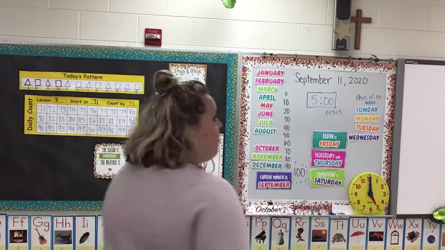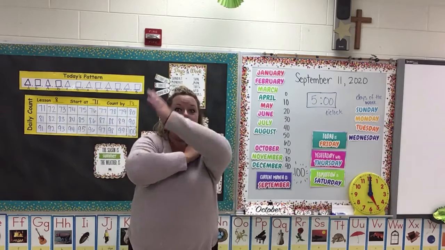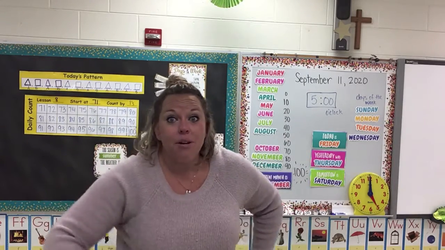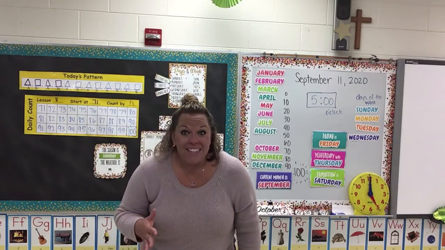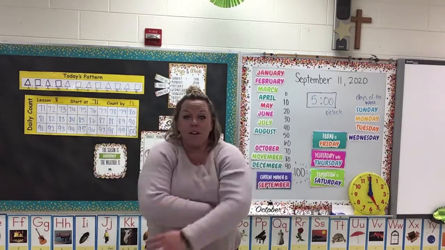Then you turn around. Do it again. January, February, March, and April, May, and June, and July, and August, September, October, November, December. Then you turn around. How fast can you do it? January, February, March, and April, May, and June, and July, and August, September, October, November, December.